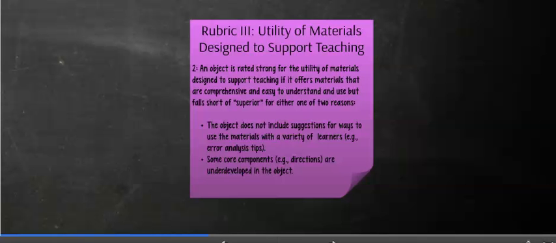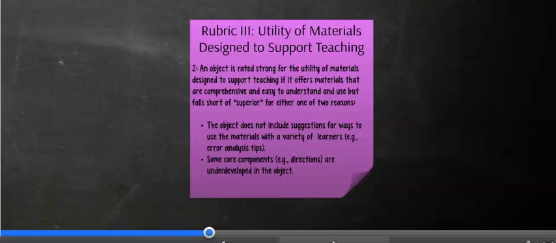The object does not include suggestions for ways to use the materials with a variety of learners, and some core components are underdeveloped in the object. With the OCW, it actually does not explain to the teachers how to utilize the course content that's available. So that is actually the only reason why this course received a 2 for this rubric.